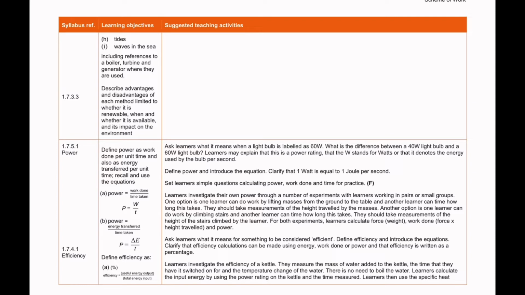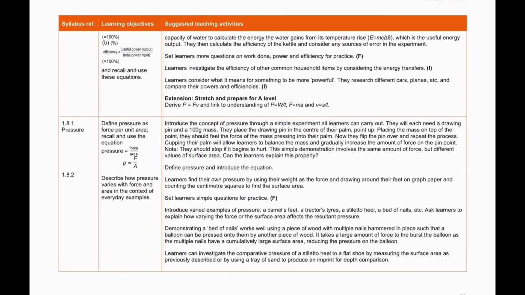Define efficiency as a percentage. Efficiency is equal to useful energy output upon total energy input multiplied by 100. B. Percentage efficiency is equal to useful energy output upon total energy or power input multiplied by 100. Recall and use these equations.